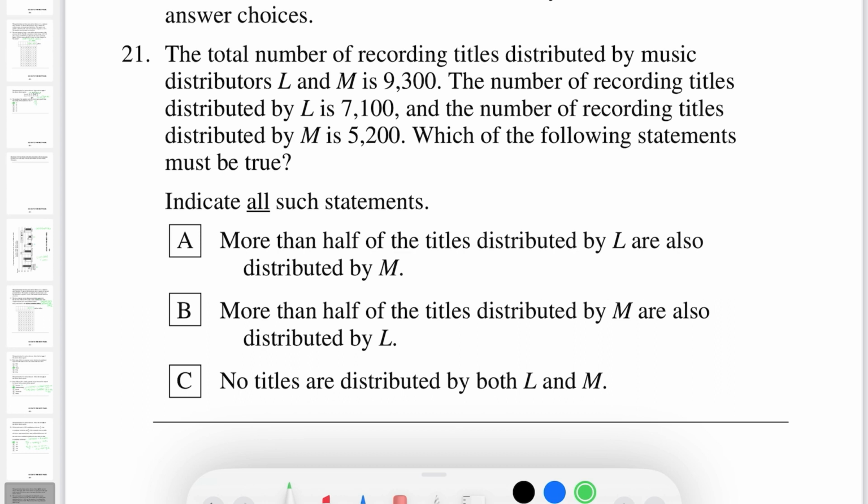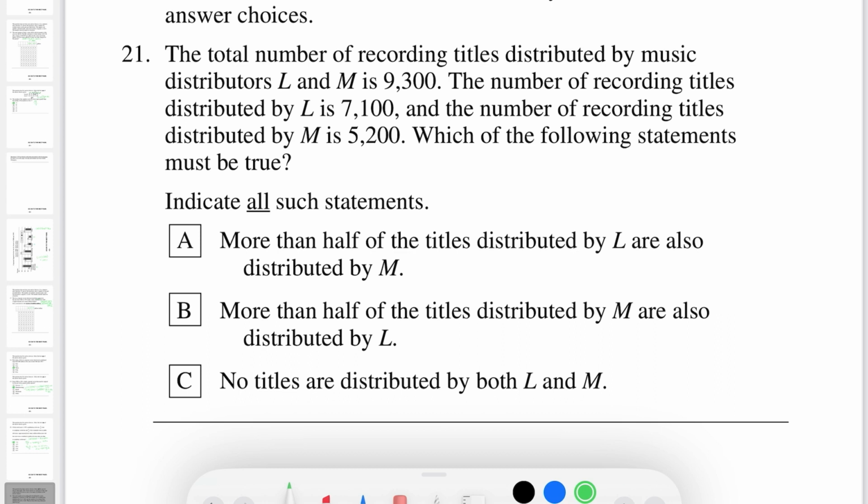The total number of recording titles distributed by music distributors L and M is 9,300. The number of recording titles distributed by L is 7,100. The number of recording titles distributed by M is 5,200. Which of the following statements must be true?